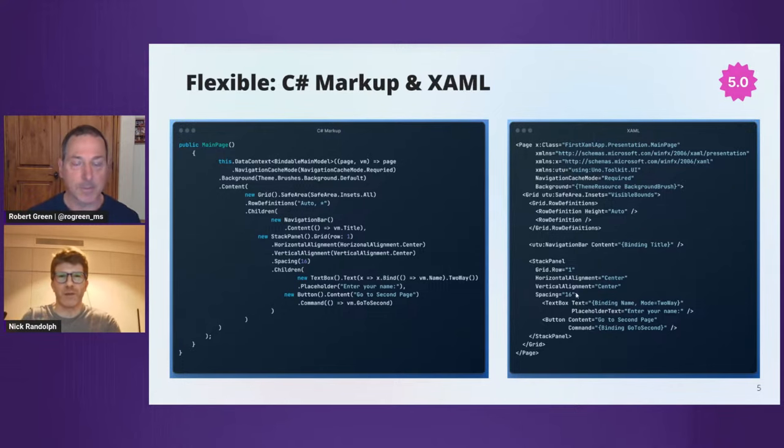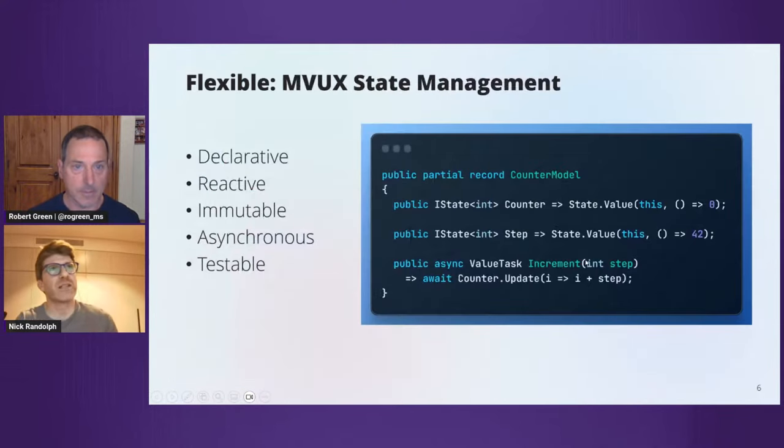Cool. Okay. So the next thing to touch on is MVUX for state management. This is our more reactive approach to how we go about managing the state of the current page, for example. Here you can see a very simple model that we would use to back onto, say, a simple counter. We've got the counter, which is the current value. We've got a step or an increment value. And then we've got a method that's designed to increment the counter. And so the idea here is that this can be very easily data bound.